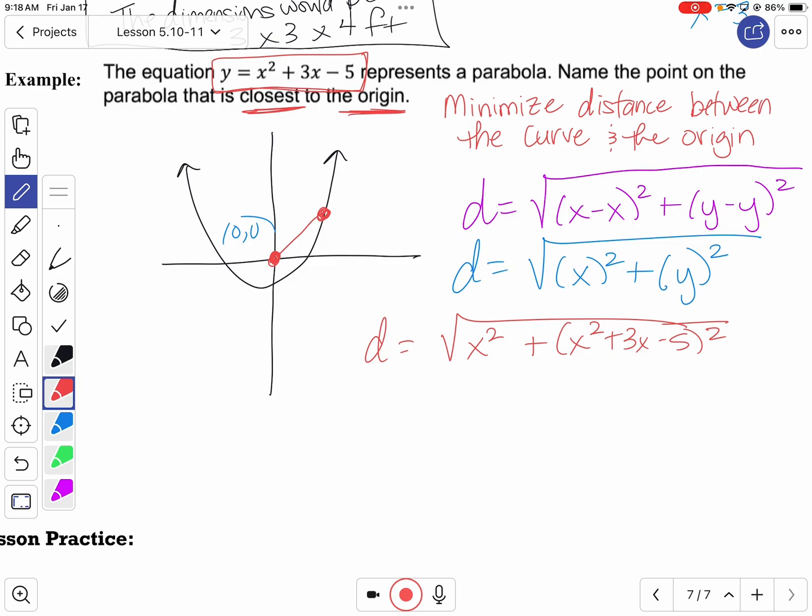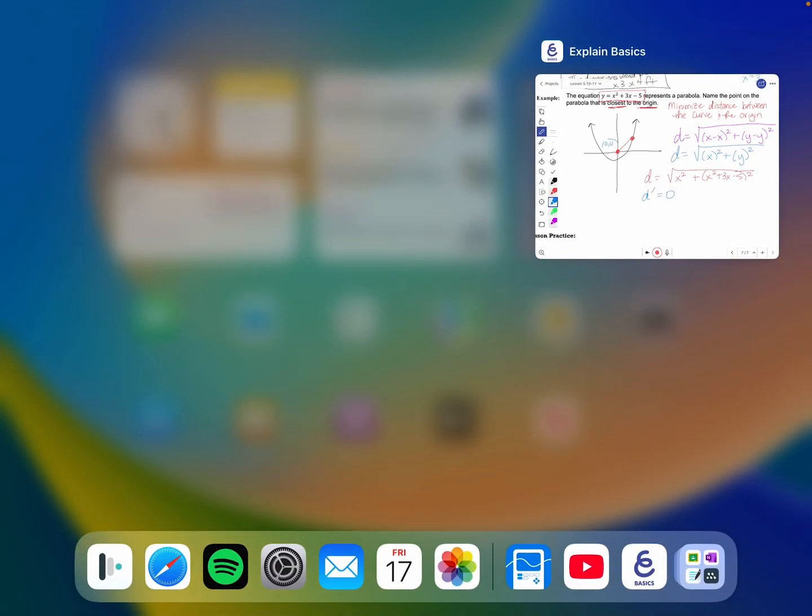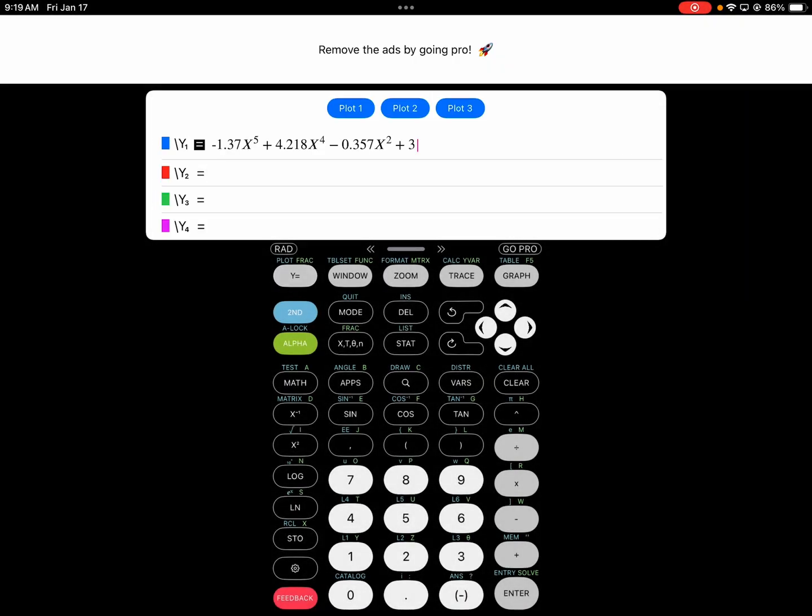Now, this would be a calculator question, because we're going to get some crazy decimals on this one. What we need to find is where d prime is equal to 0, and I'm going to let my calculator and my graph do that for me. Let's go over to our calculator.